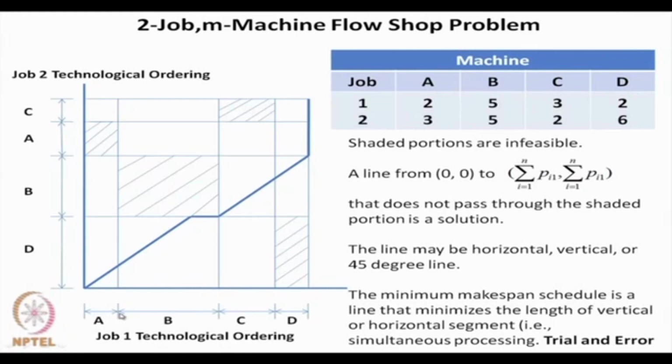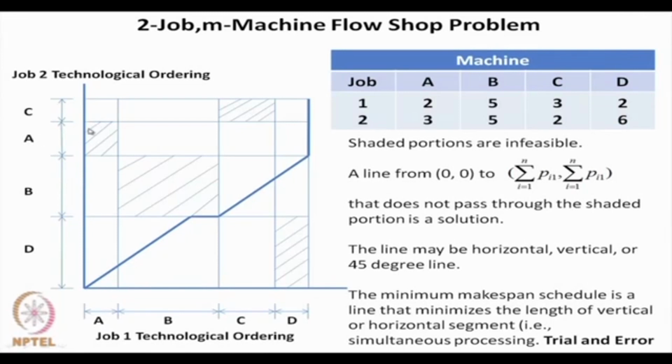Therefore, A takes 2 hours, B 5 hours, C 3 hours and D 2 hours. Total time here is 5 plus 2 is 7, plus 3, plus 2, 12 hours. Now, on the y axis the sequence is D, B, A, C. So, if machine A is working on job 1, then naturally machine A cannot take job 2 if operation A is to be done.